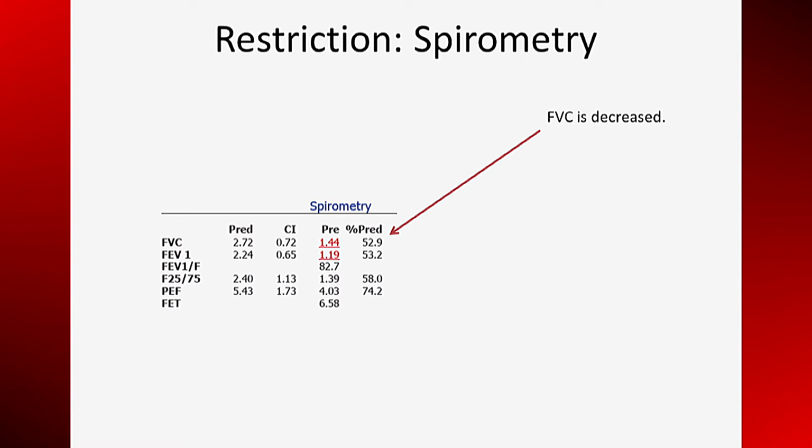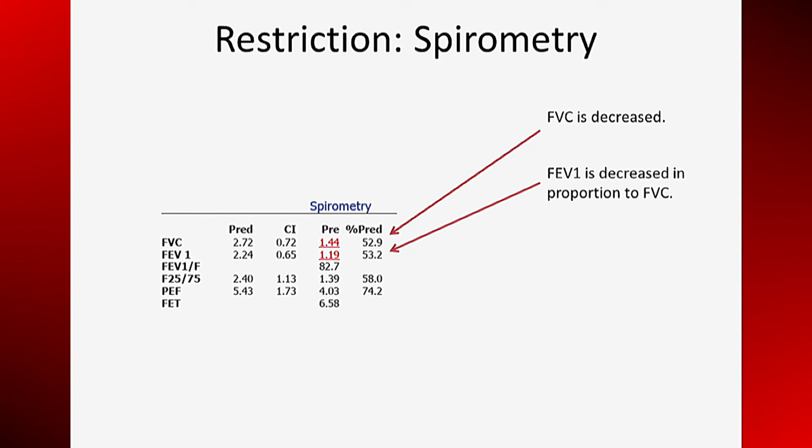The FVC is decreased. There is a ventilatory impairment. For restrictive PFTs, it is appropriate to use the percentage of predicted for FVC to classify the severity of impairment. In most cases of restriction, using FEV1 will give the same category. The FEV1 is also decreased.